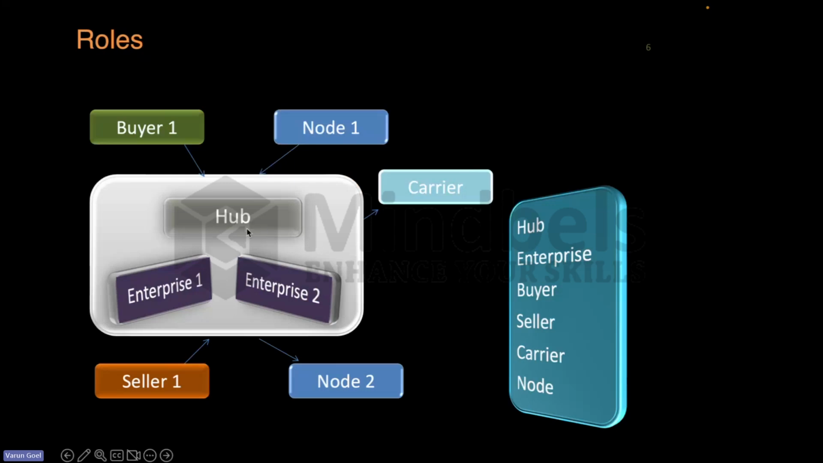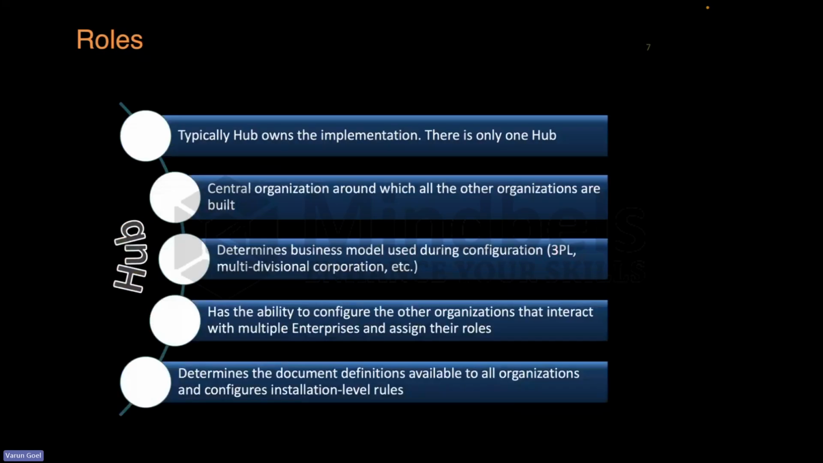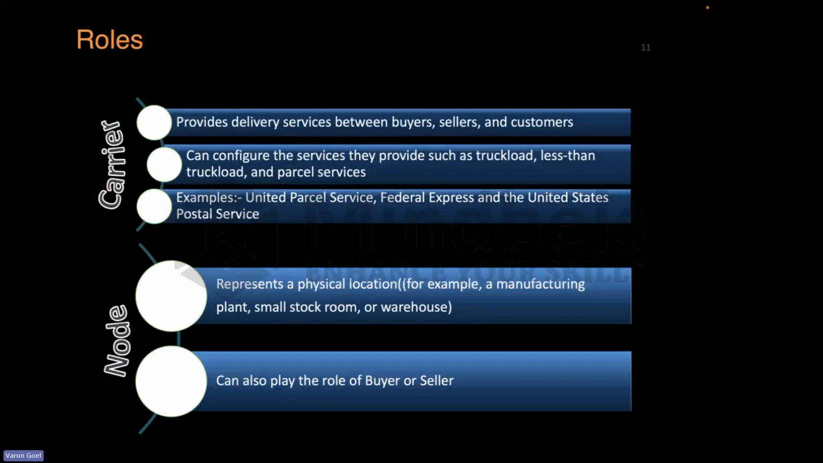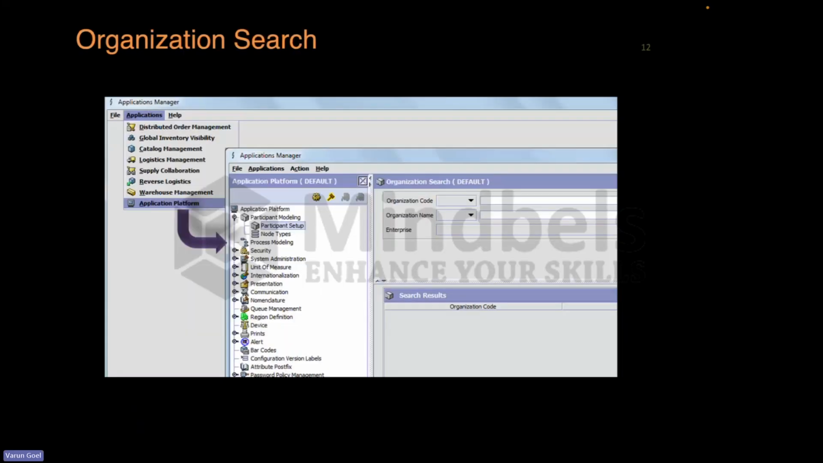So this is just a representation of roles in OMS language. We have hub, we have enterprises, we have buyers, we have sellers, we have nodes as fulfillment locations, and then we have logistics, also carriers. Going further, you have already gone through what the hub means, what enterprises are, what buyers are, sellers are, nodes and carriers.